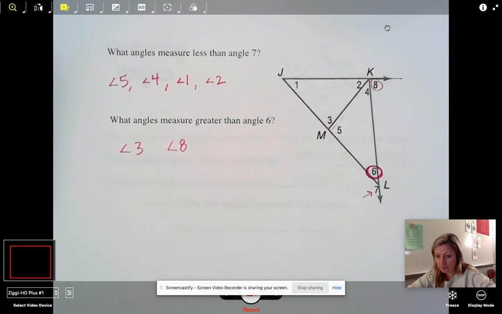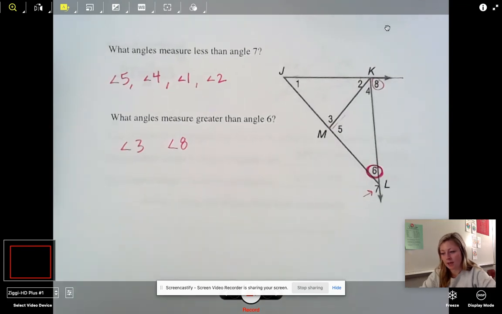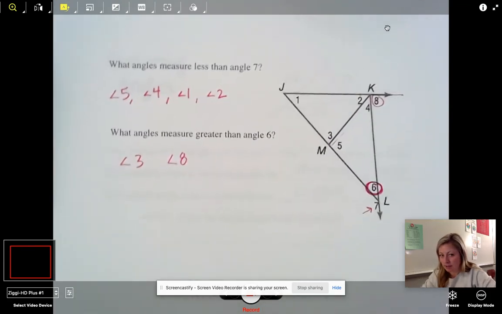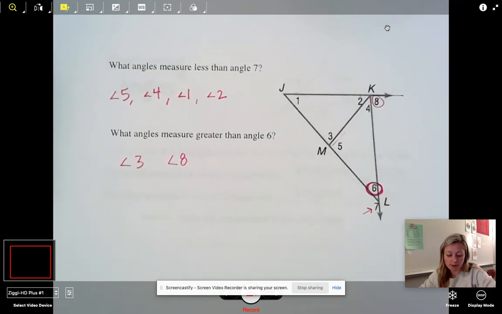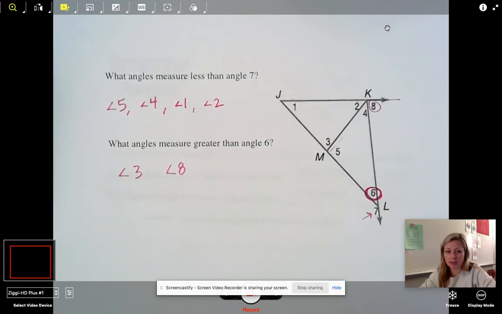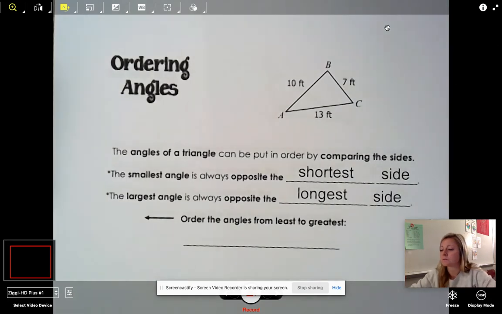Okay. How do we feel? Are we doing okay? Does that kind of make sense? So now we're going to shift a bit again to something a little different.